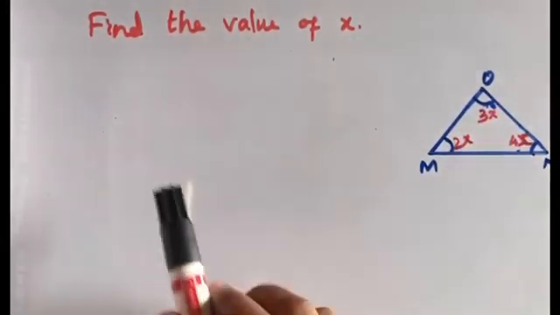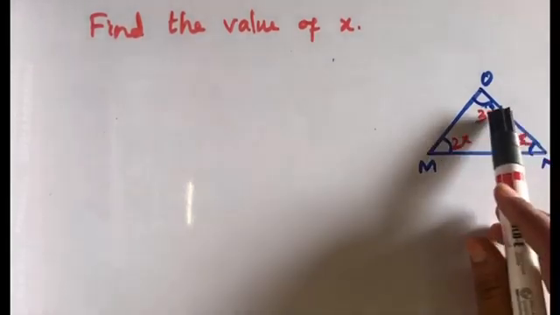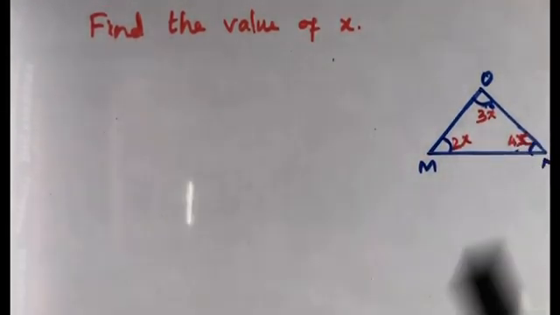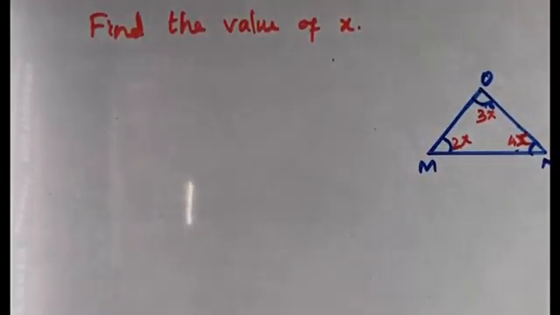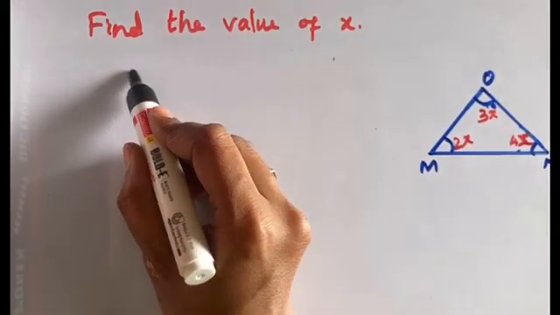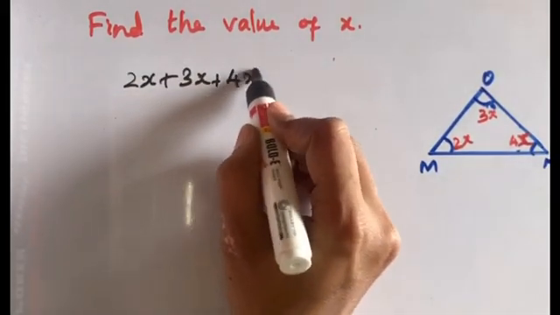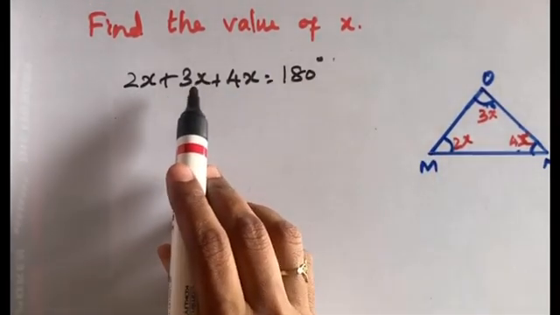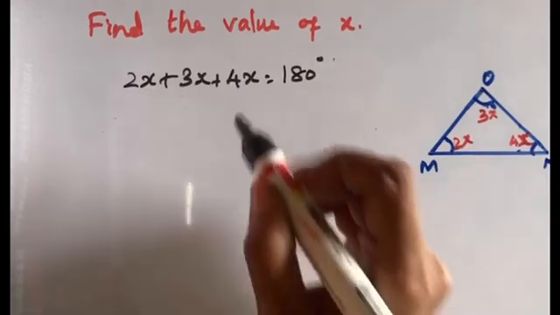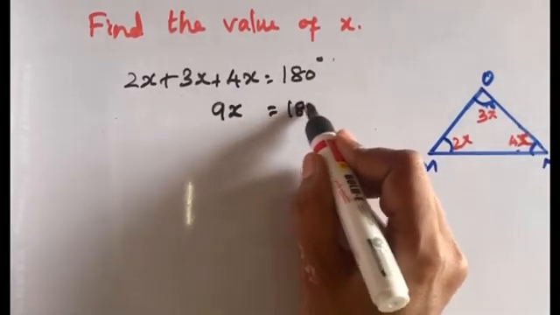Find the value of x. In this triangle, the angles given are 2x, 3x and 4x. We have to find the value of x. We know the sum of the angles of a triangle is 180 degrees. So, 2x plus 3x plus 4x is equal to 180 degrees. 2x plus 3x is 5x, 5x plus 4x is 9x. So, 9x is equal to 180 degrees.